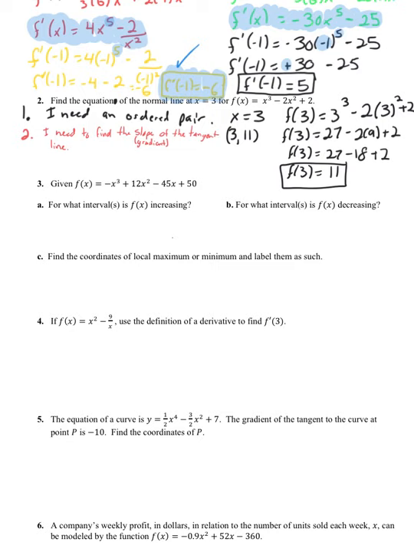Problem numbers 3 and 4, I'm going to give you guys a few minutes to work on both of those. Problem 3 asks for what interval or intervals f of x is increasing, and for what interval or intervals it is decreasing. Find the coordinates of a local maximum or minimum and label them as such. It doesn't guarantee that there's going to be one of each, but find those coordinates if there are. And for problem 4, x squared minus 9 over x, find the derivative at f prime of 3. That's very much like number 1.